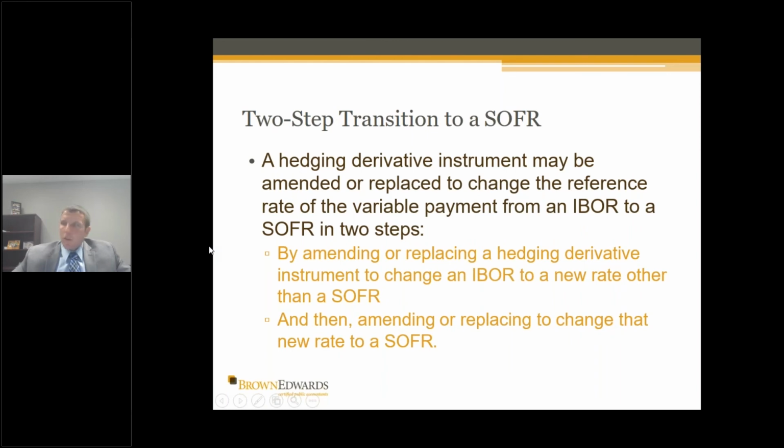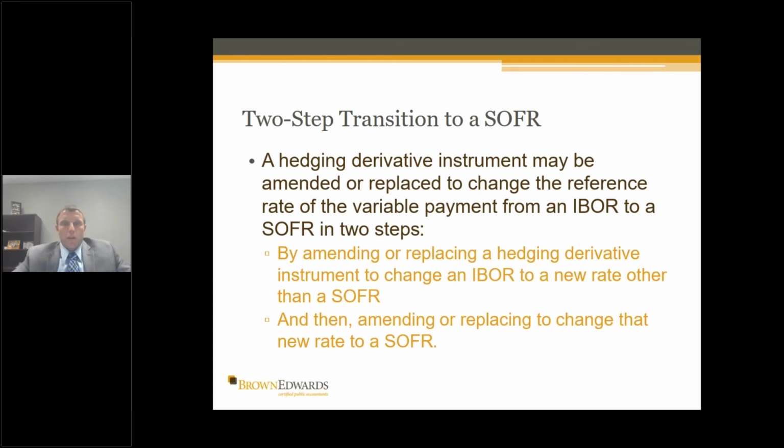So earlier we talked about that SOFR rate that was established back in 2018. So if you're transitioning to that SOFR rate, then it may be done in a two-step process. The first step is amending or replacing a hedging derivative instrument to change an IBOR to a new rate other than the SOFR rate, and then the second step being subsequently amending or replacing that new rate to the SOFR rate. The fact of it being a two-step process does not impact the treatment as long as all the previous exceptions defined were met.